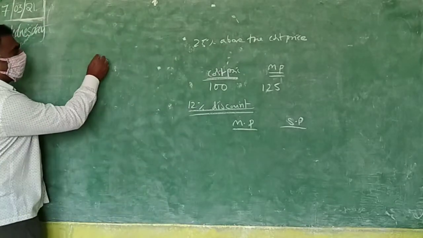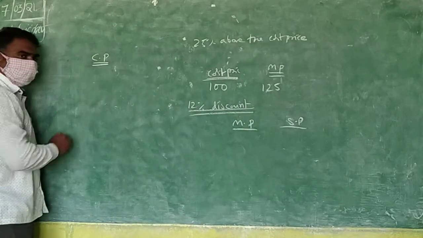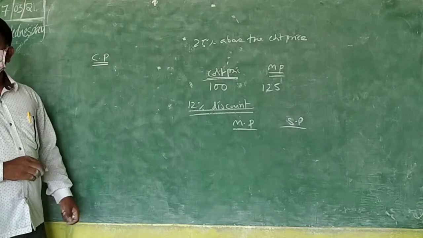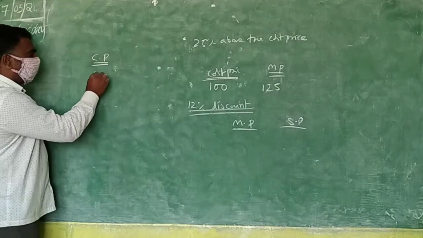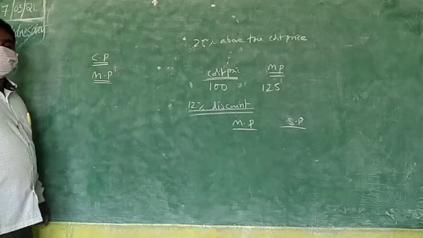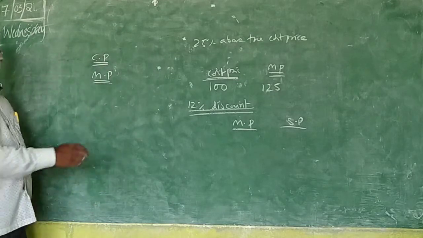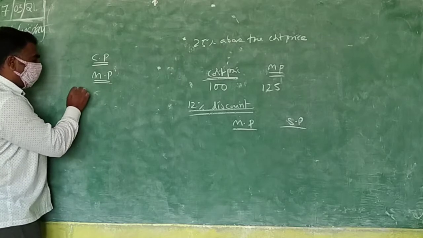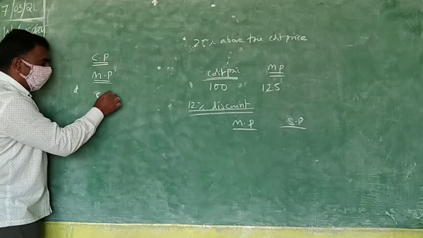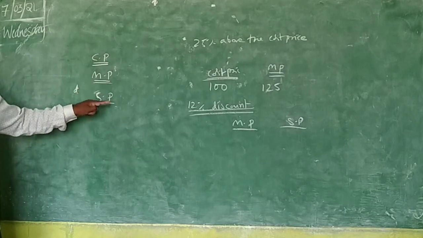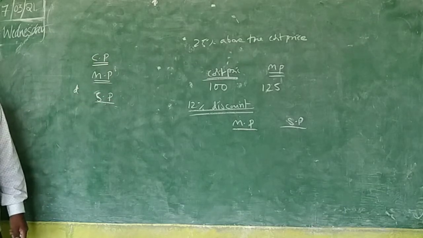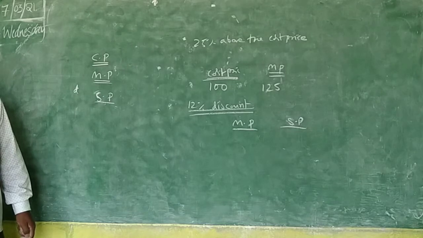So first, what are the terms here? First cost price. On that he increases something and writes it on the article, which is called the market price. On that he gives a discount and sells it. After the discount he is selling. What is this called? Selling price.